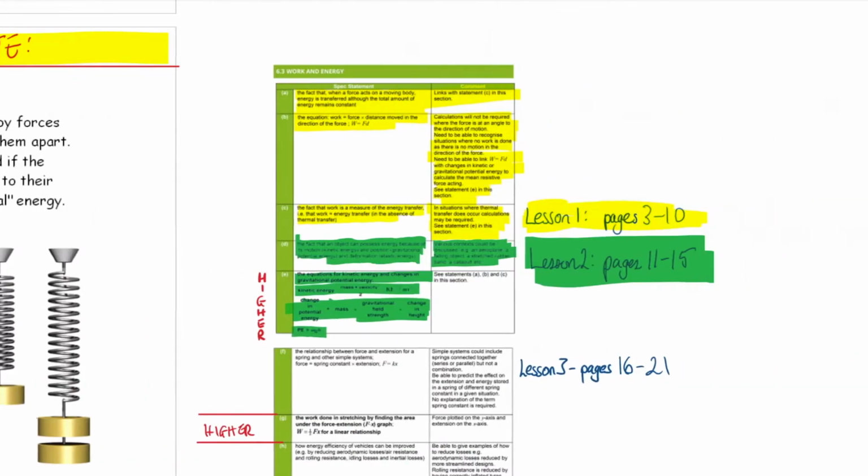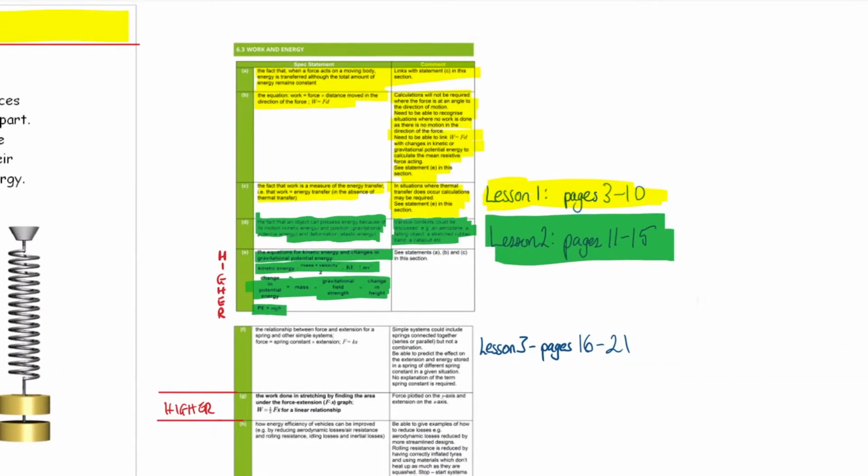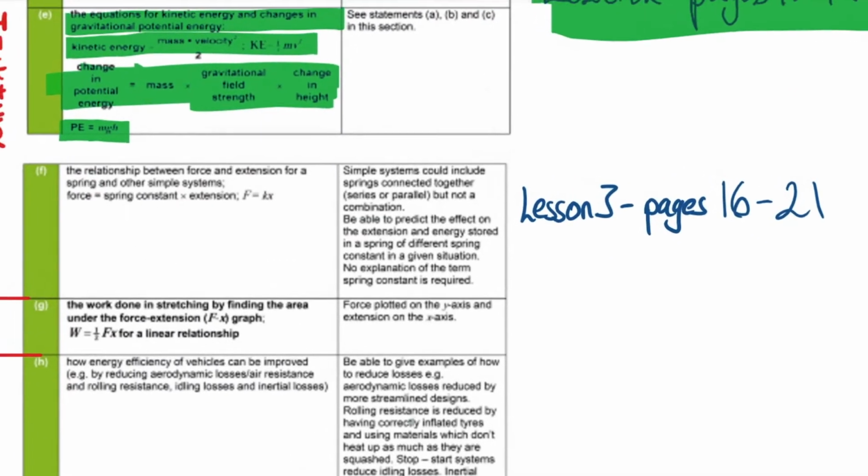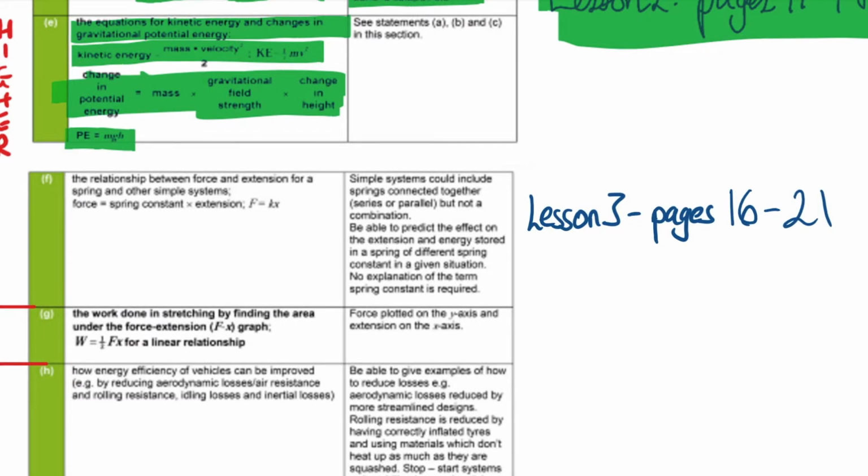A quick overview of what you're going to be learning in this lesson. We'll be learning about the relationship between the force applied to a spring, the extension of the spring, and a constant called the spring constant. We'll be looking at simple systems where springs are connected together, and the effect on the extension and energy stored in a spring. And that'll take us up to page 21.